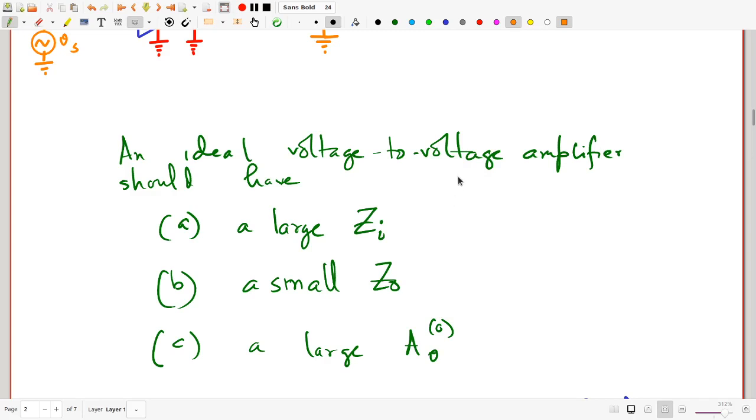So these are the three things you want in a good voltage to voltage amplifier. A large Zi, as large as possible, of course much larger than the source resistance. That would be great. A very small ZO, again, small meaning small compared to the load resistance. And a large value of the open loop gain, AVO.